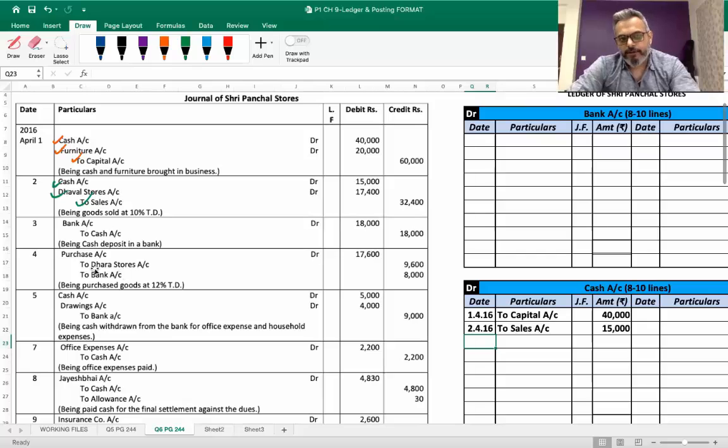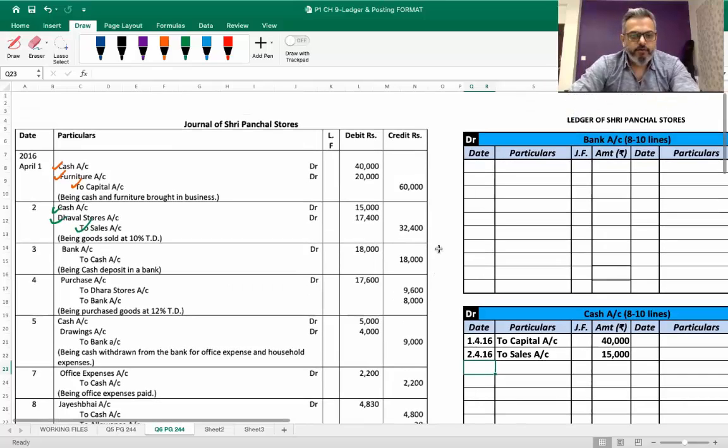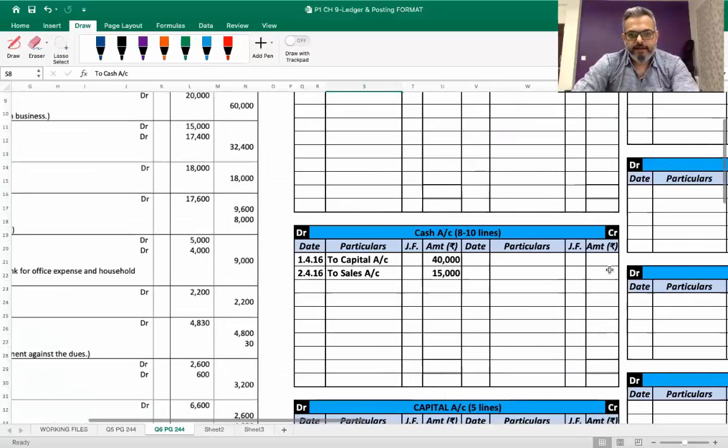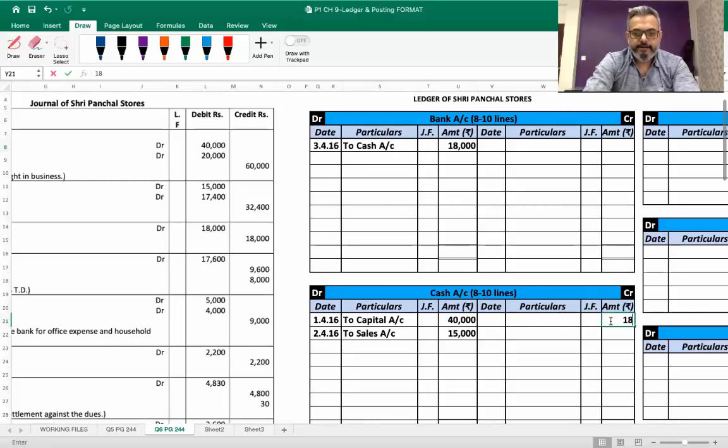Okay, now let's go to the third one. Bank account debit 18,000 to cash account 18,000. So let's go to the bank account, debit side 18,000. Let's write the date, 3rd April, to cash account. And in the cash account, credit side 18,000, by bank account.